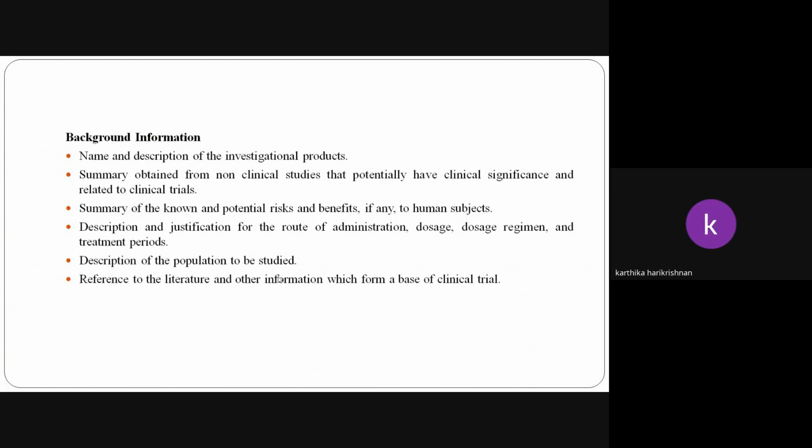Next, reference to the literature and other information which form a base of the trial. If you have any literature on this drug, you have to summarize it in a very short way and write it so that people have a reference. For example, a clinical trial was already conducted on this product, and now they are doing another to learn specifically about its efficacy or safety, or some other additional things. It gives information to the reader about the trial.